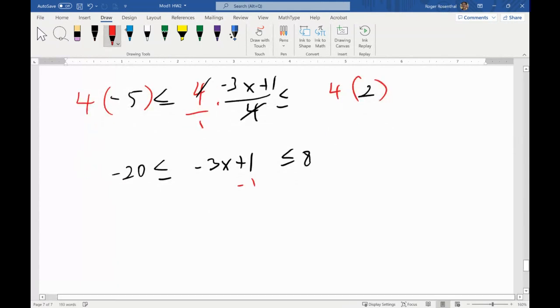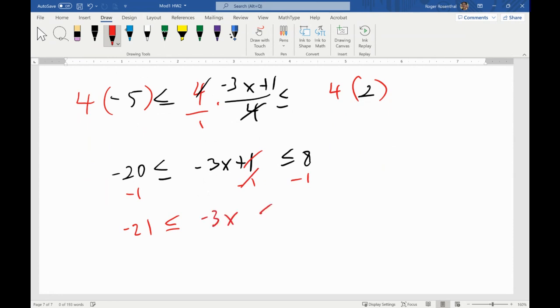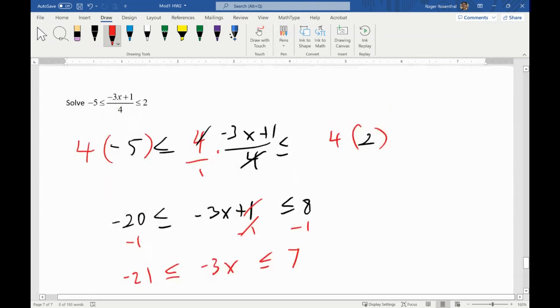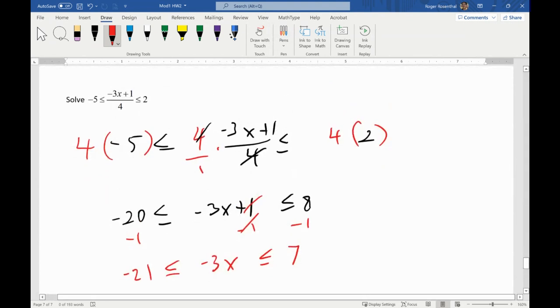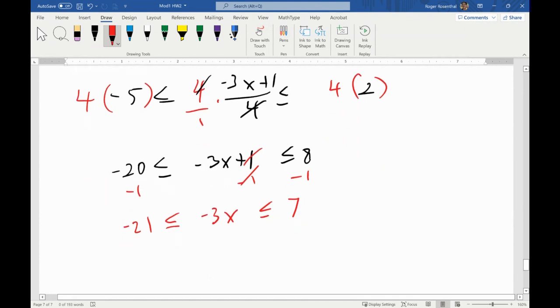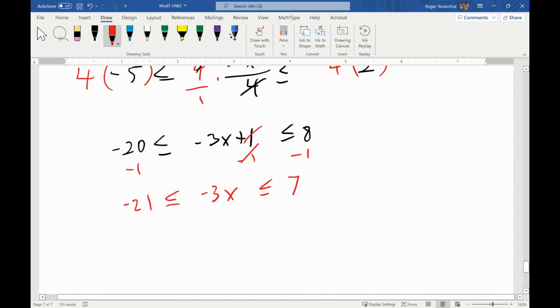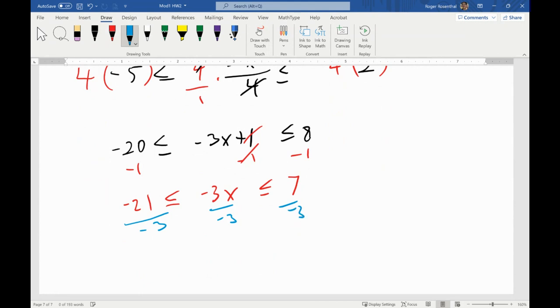I will then subtract 1 from all 3 sides to get negative 21 is less than or equal to negative 3x is less than or equal to 7. I'm then going to divide everything through by 3. Give me a moment. I see something that looks a little bit weird. I don't see anything wrong with it. Okay, I guess it's fine. So I'm going to divide everything through by negative 3.